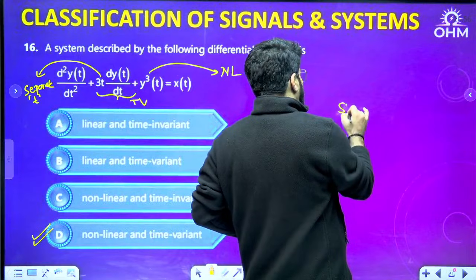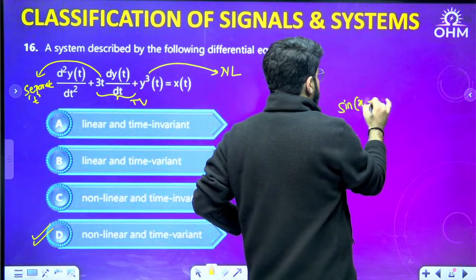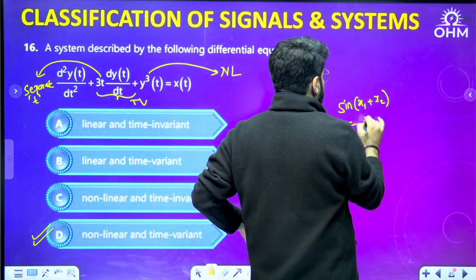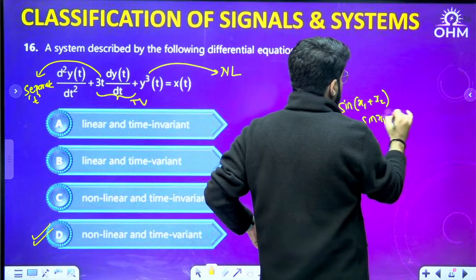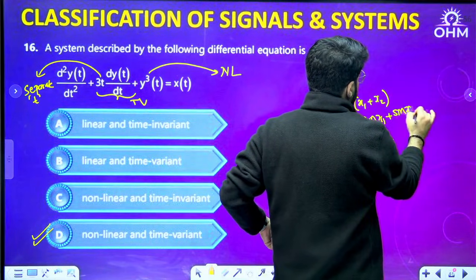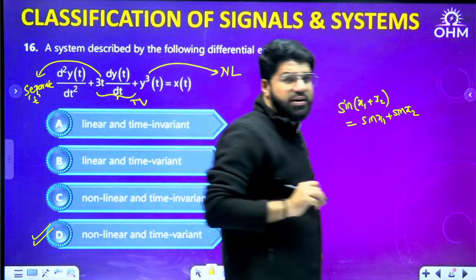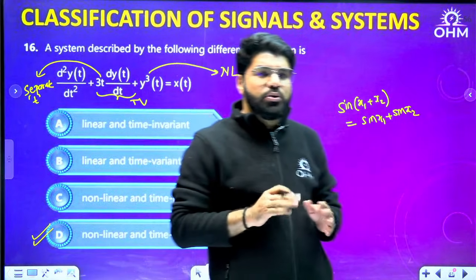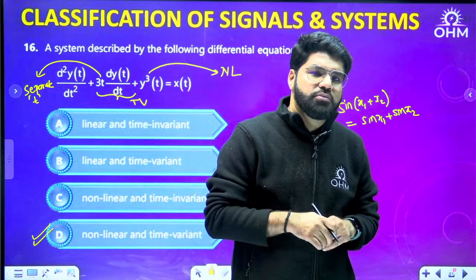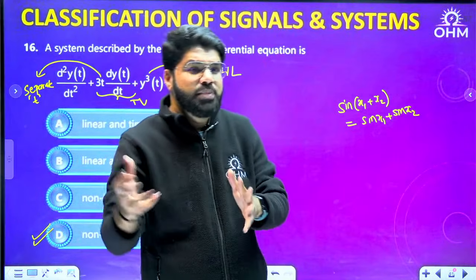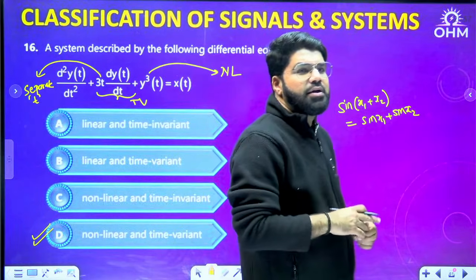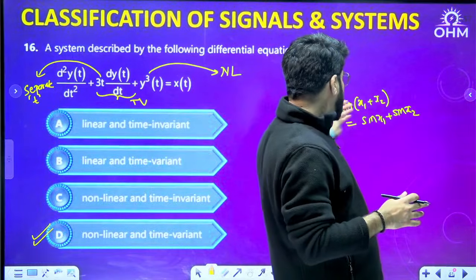If two inputs are added, will the outputs be added? Sine of x1 plus x2, can you break it like this, sine of x1 plus sine of x2? Do you know any such trigonometric identity? Sine of a plus b equal to sine a plus sine b? No. Sine of a plus b is sine a cos b plus cos a sine b. Are the hints enough, Dharun?